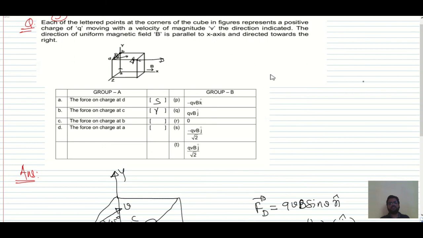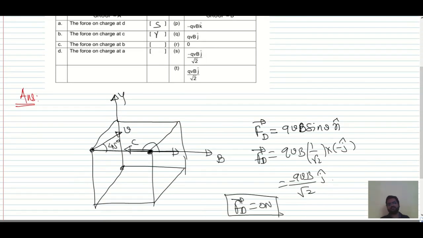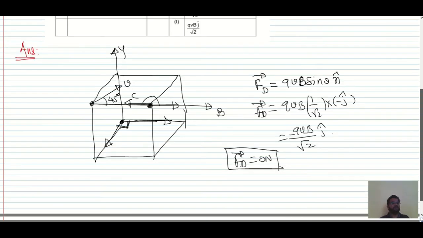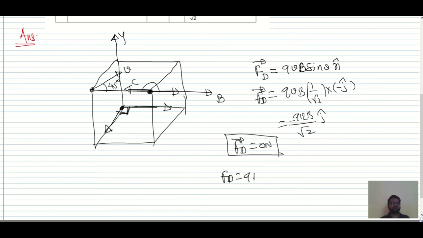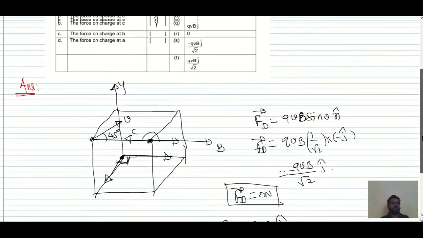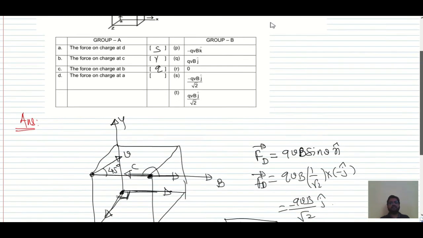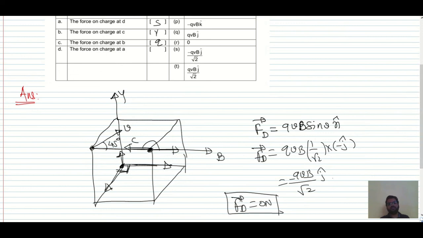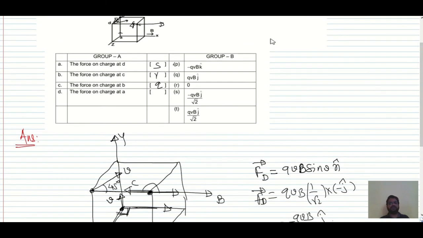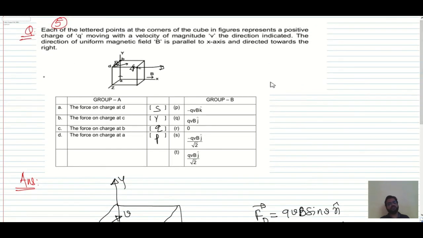Now the force on the charge at B. The velocity is in this direction, along the z-axis, and the angle between the x and z-axis, we know, is 90 degrees. So V bar cross B bar is along z hat. So it is QVB along z hat, and the answer for this is Q. Last one, the force on the charge at A. A is moving in the upward direction, so V bar cross B bar is minus k hat. So minus k hat is given in P. So SRQP will be the answer for this fifth question.